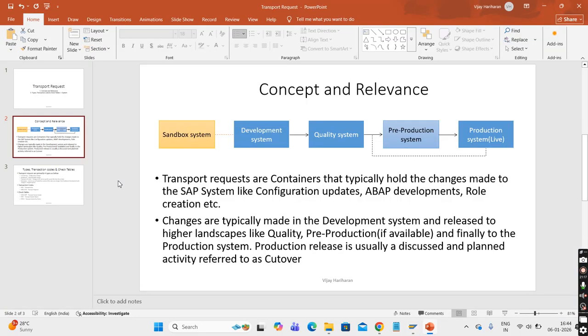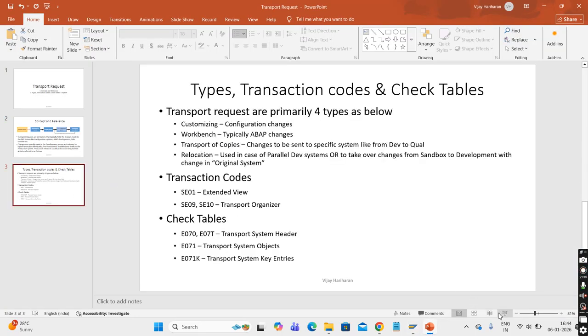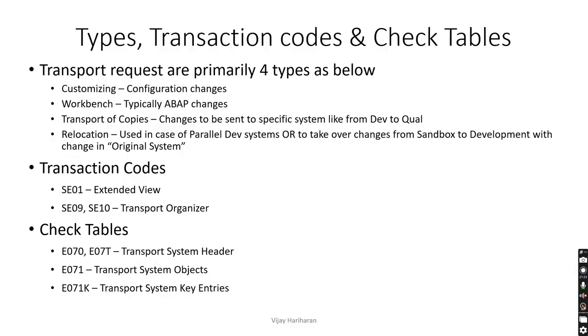So yeah, if I go to the second slide, that is the information this holds. Transport requests are primarily four types. This is something we just discussed. Transaction codes, again, SE01, extended view, SE09, SE10, transport organizer, etc. Then check tables, these are something we just saw. So hope this information helps you understand transport requests a bit better.